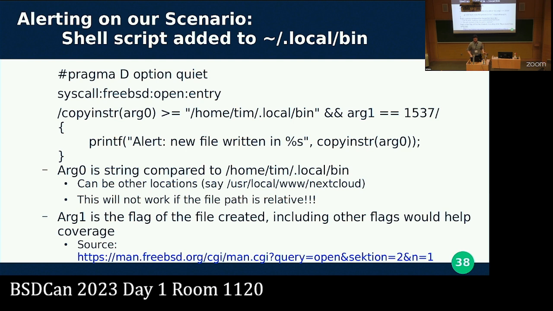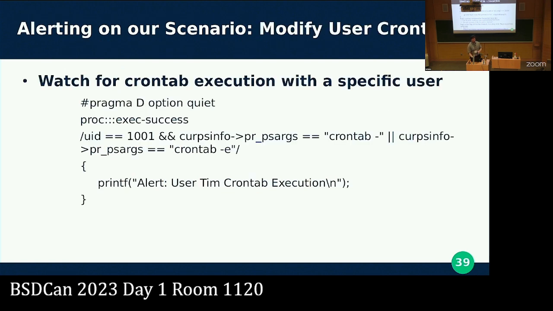There are some caveats with this alert. Files being dropped elsewhere or having a relative path won't trigger this. And this also won't trigger if the file is copied into the directory from another directory, because that's a different behavior. But again, the coverage isn't perfect. Alerts have faults. If you're aware of them, that's a good thing to have.